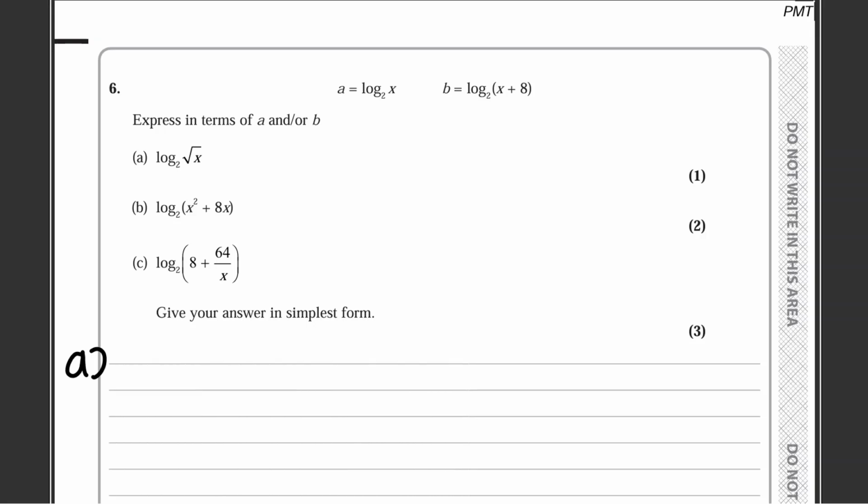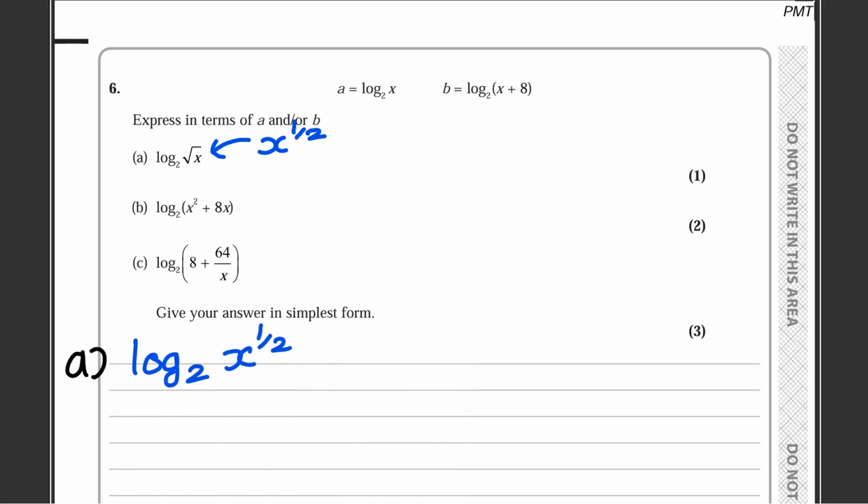Okay, so when you're doing A, B and C, I think the best thing here is to compare whatever you have here to either a or b. And for part A, you can see that log base 2 of root x is very similar to log base 2 of x. The only difference is this root here. If you remember your laws of indices, root x, you can write it as x to the power of half. So therefore we can rewrite part A as log base 2 of x to the power of half.